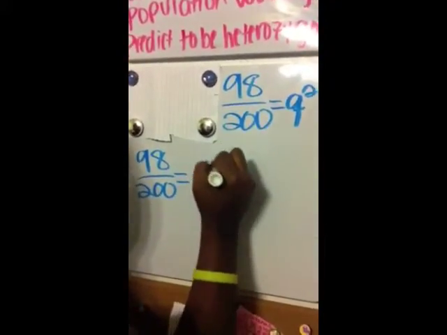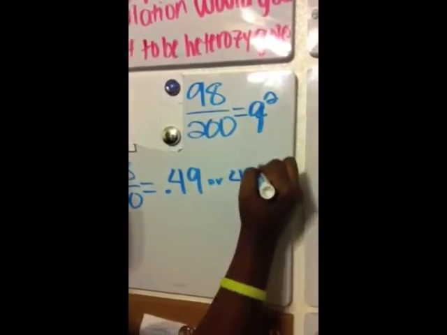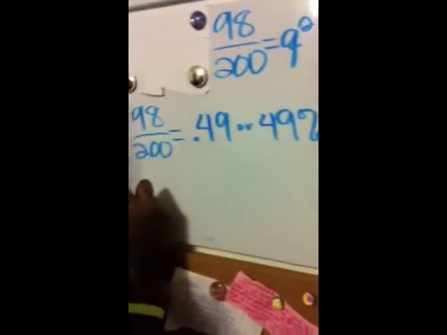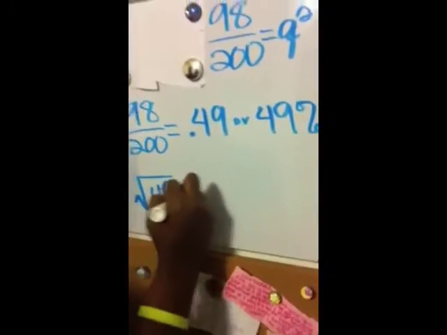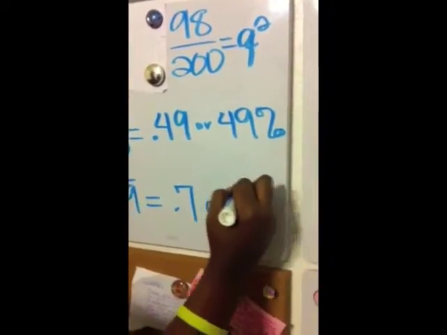This equals 0.49, or 49%. You then take the square root of 0.49, which equals 0.7, or 70%.